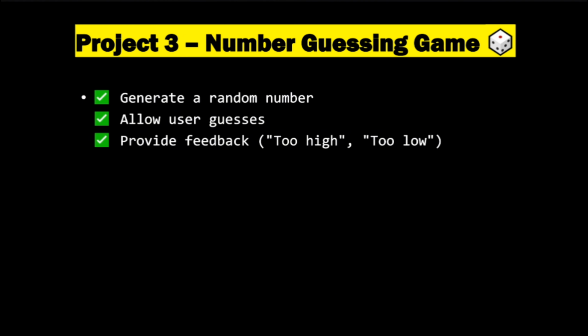So in this number guessing game, we generate a random number. How can we generate a random number? It's easy to do in JavaScript. It allows the user to guess, and we also provide feedback. For example, if the random number is 20, and the user gives 10, we say this is too low. If the user gives 30, we say too high. So let's dive into Visual Studio Code.